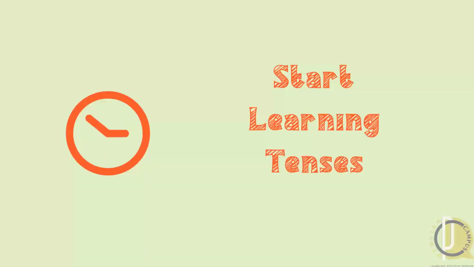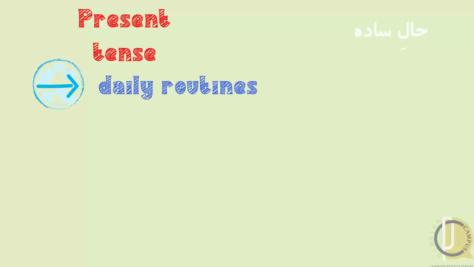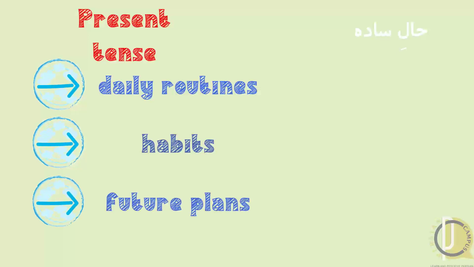Now that you have a good understanding of Persian, it's time to start learning tenses, so you can use the language. We'll start with the present tense, which is called hale sade in Persian. We use the present tense to talk about our everyday routines, habits, and sometimes for our future plans.